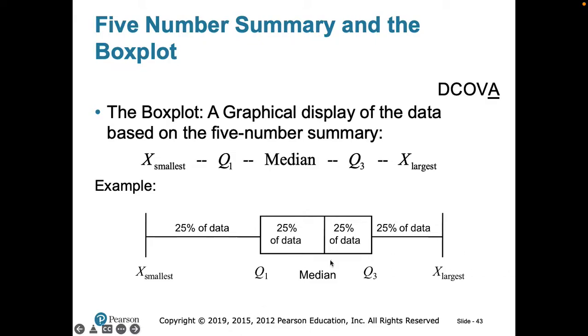So look at this example here, right? Here is your smallest value. Right over here, you have 25% of the data. That's your Q1. And then you have your median, which is, remember, your Q2, right? 25% of the data. So once you're here, you're right in the middle. And then you have 25% of the data for the Q3, and the last 25% of the data, which is your Q4, and that's where you find your largest values.